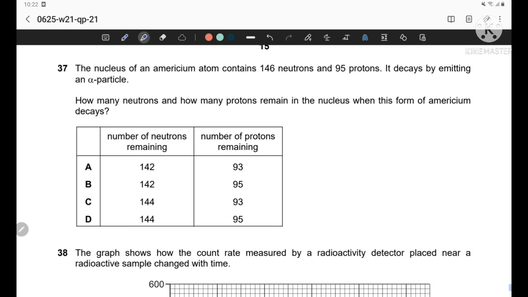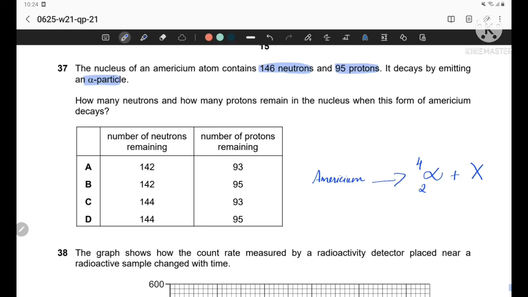Question 37. The nucleus of an americium atom contains 146 neutrons and 95 protons. It decays by emitting an alpha particle. How many neutrons and how many protons remain in the nucleus when it forms an americium decay? So we have an element americium. When it decays by an alpha particle, an alpha particle has a proton number 2 and a mass number 4. So along with this we will get a new product, let it be X.